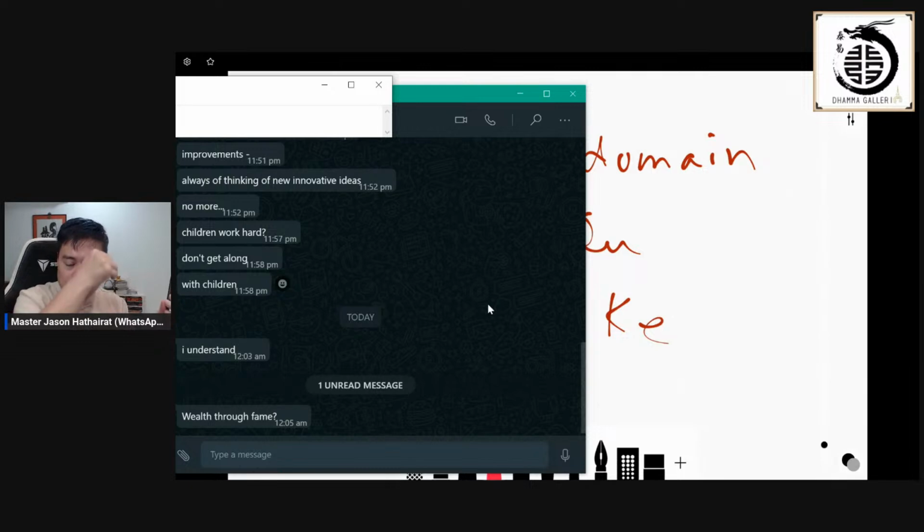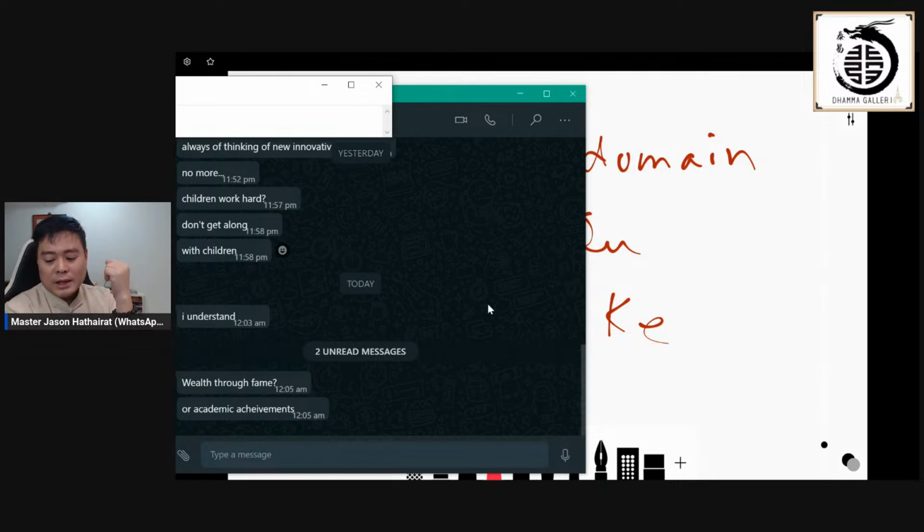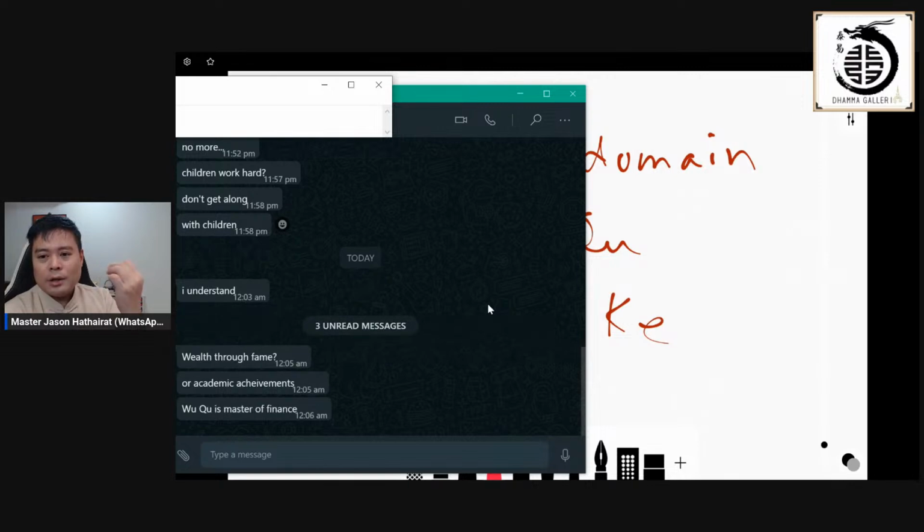Wealth through fame, or some more. Tell me some more about 化科. Anything that you can add on? Academic achievements. Yes, exactly. All right. Anything else that you can tell me about 化科 pairing with 武曲 at the wealth domain? Very good interpretation so far. 武曲 is master of finance. Yes, correct.